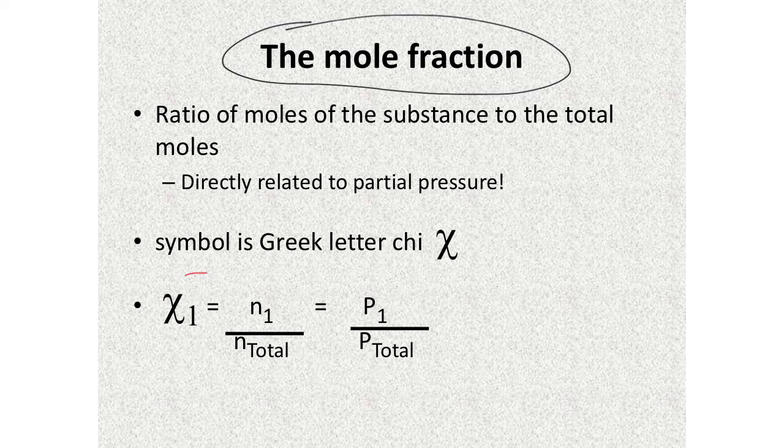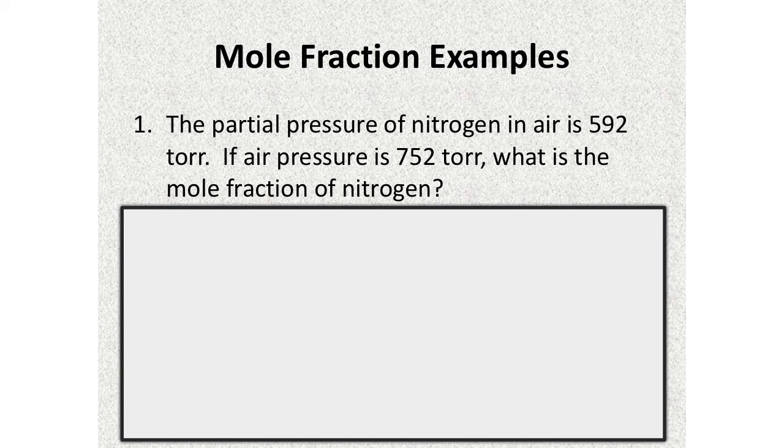So our mole fraction is equal to the moles of what we are looking for over the total number of moles. And that is also equal to the partial pressure over the total pressure. All right, so in this example, we are given the partial pressure of nitrogen as 592 torr and the total pressure of the air. We remember from earth science that nitrogen is the most abundant gas in our air, so it makes sense that it would take up a large portion of it. So anyways, we are looking for the mole fraction of nitrogen.